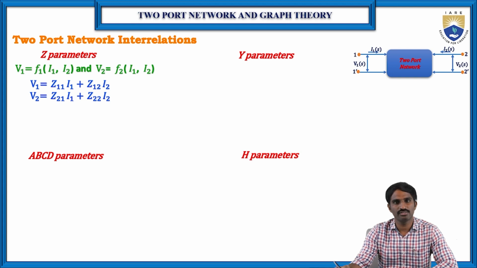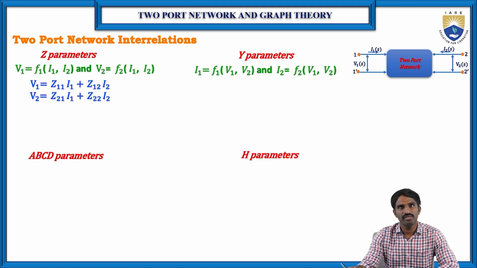and similarly the output voltage equation is V2 is equal to Z21 I1 plus Z22 I2. Here V1, V2 are the input voltage and output voltage, and I1, I2 are the input current and output current respectively. So the Z parameters are the input and output voltage equations in terms of the input and output currents. Here I1, I2 are the independent variables and V1, V2 are the dependent variables, so V1, V2 depend on the currents I1 and I2.